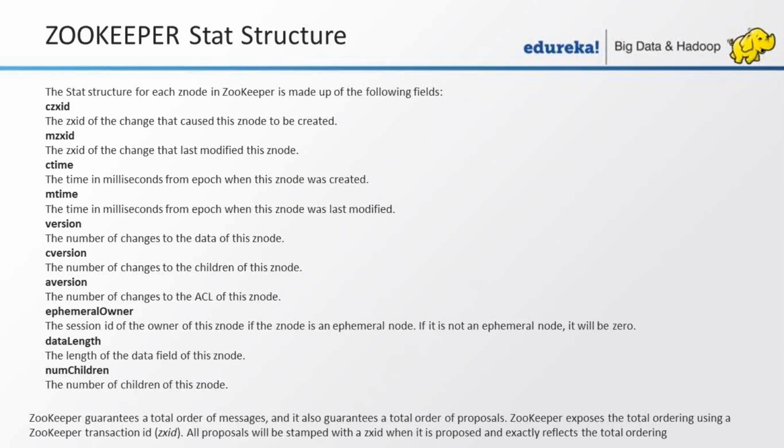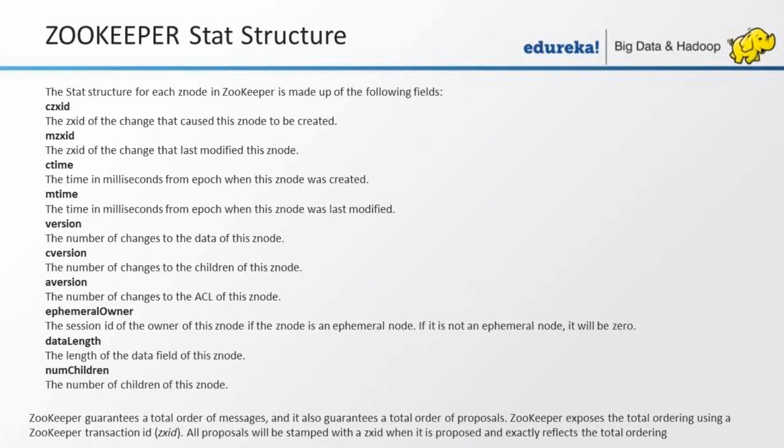CTime is the time in milliseconds from epoch. Epoch is something like Unix epoch. It can get the time from epoch. So this is the time in milliseconds when this ZNode was created, CTime. MTime is when the ZNode was last modified. The version is the number of changes to the data of this ZNode. The data is nothing but the data that I appended, right?